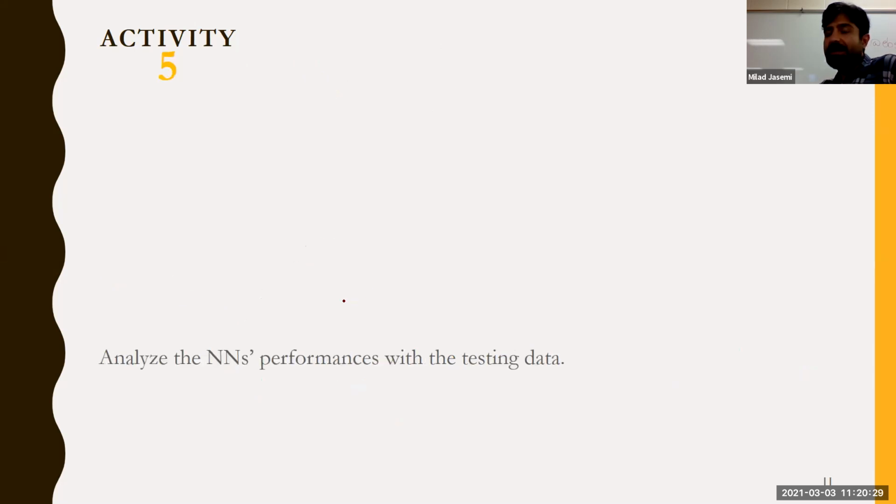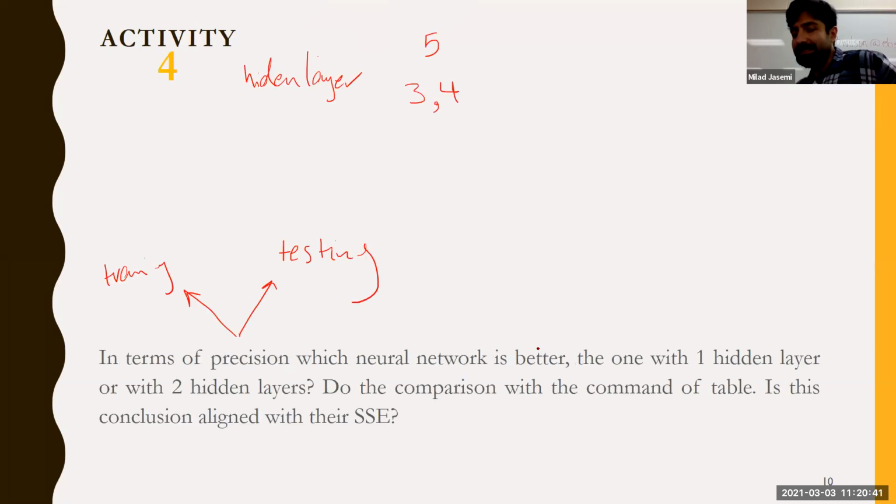You see, after this, we have activity 5, which asks you to analyze the neural network performance with the testing data. It's very easy, these 2 activities that we are going to do in the remaining half an hour, and that would be a good time to cover this activity if you are good with everything that we have discussed so far. So just try to do it and enjoy the process and your dominance on this state-of-the-art technique.